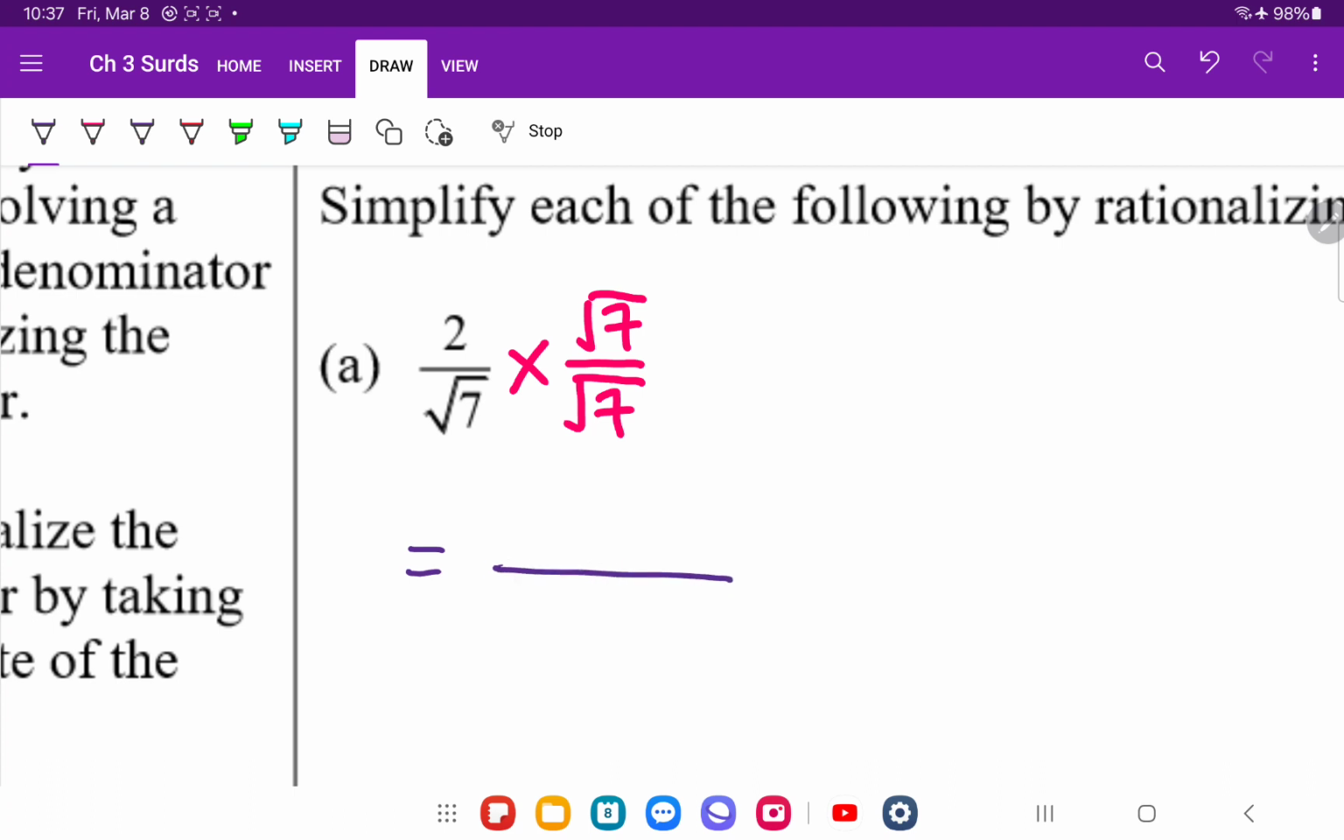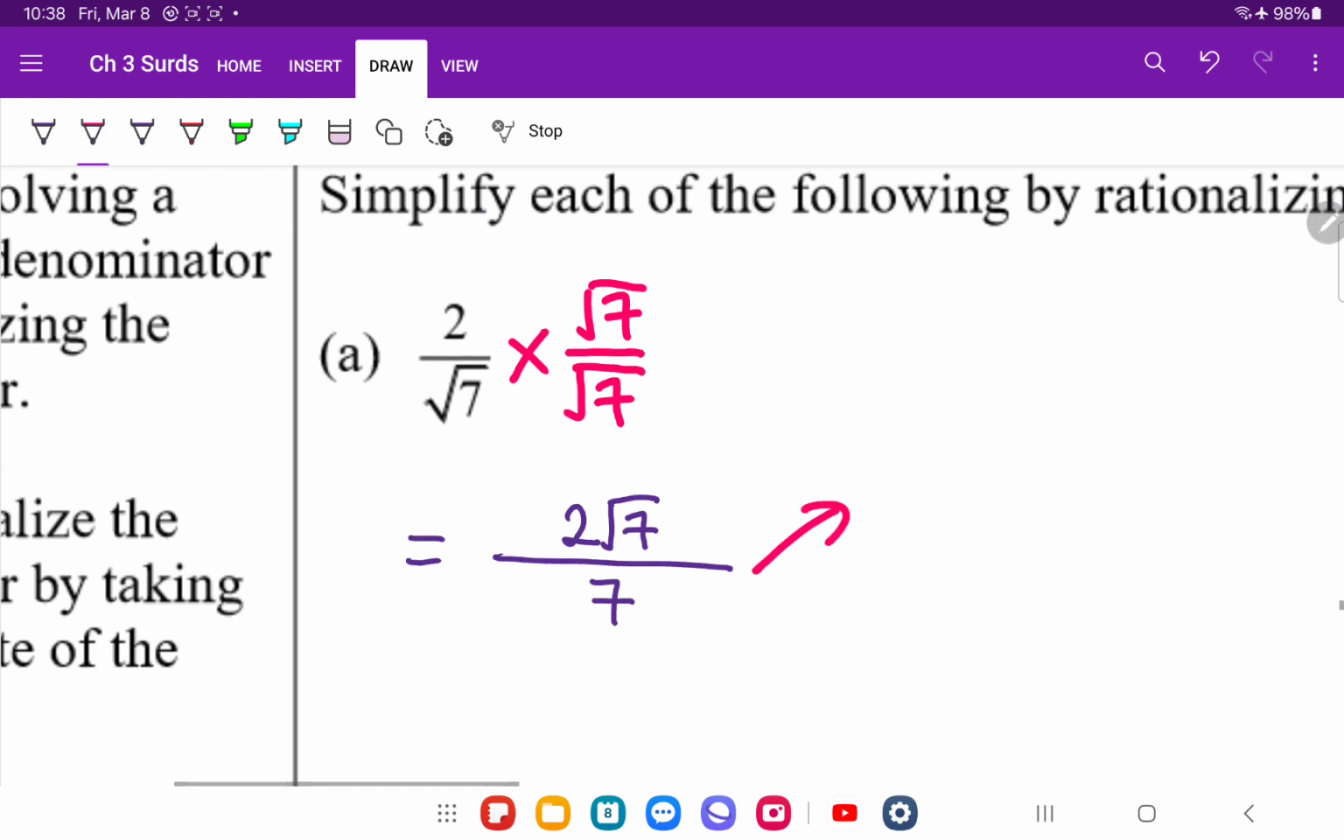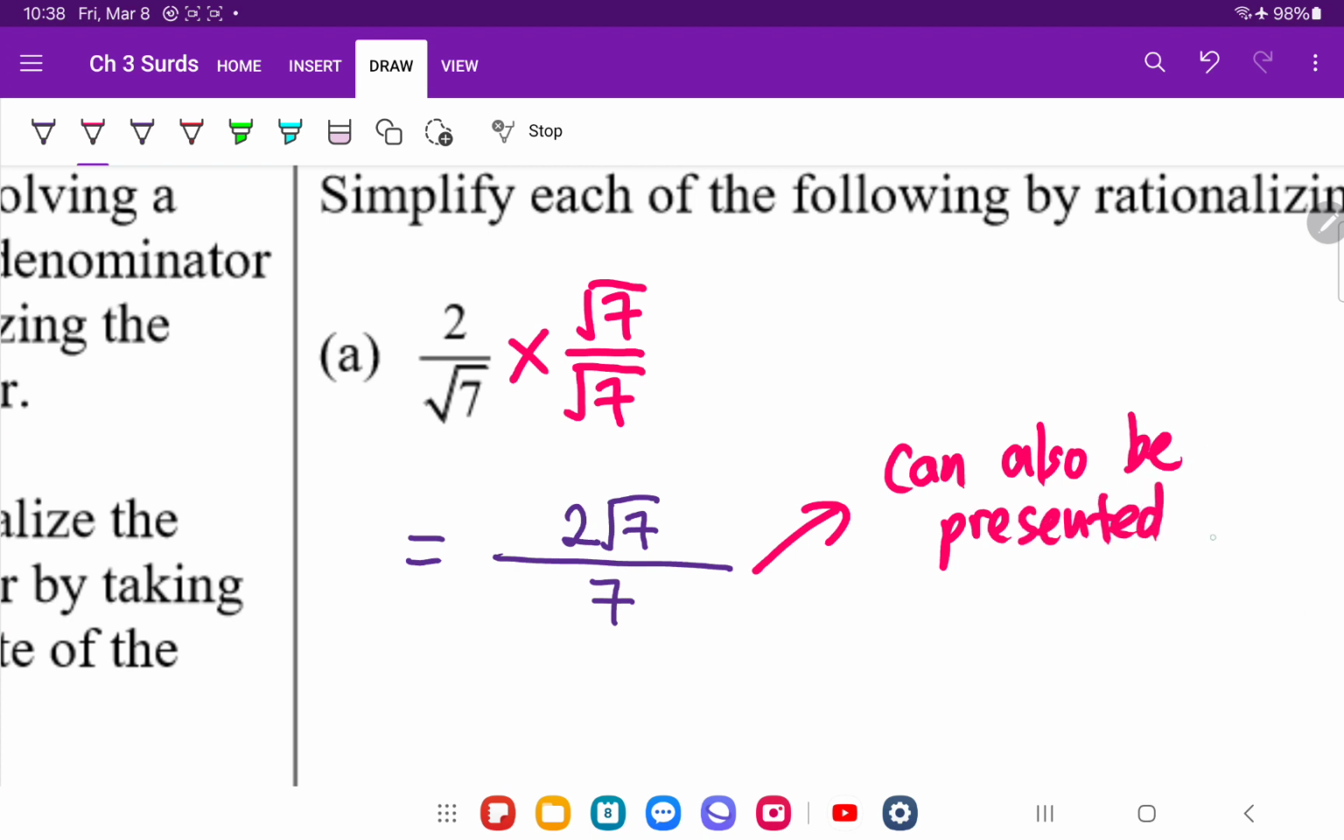Denominator, what is root 7 of root 7? 7. Are there any more surds in the denominator? No more. But what is left in the numerator? 2 times square root 7. And here, I want to answer Jaka's question. This particular answer can also be presented as, yes, you can separate it as 2 over 7 in front, and you put the square root 7 at the back as though it behaves like an algebra. So surds behave very similarly to algebra.